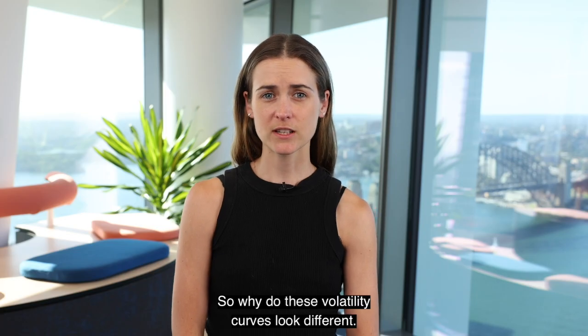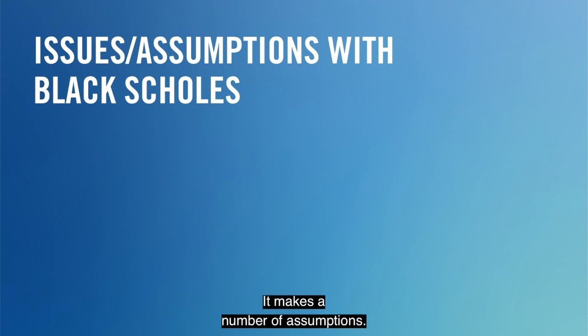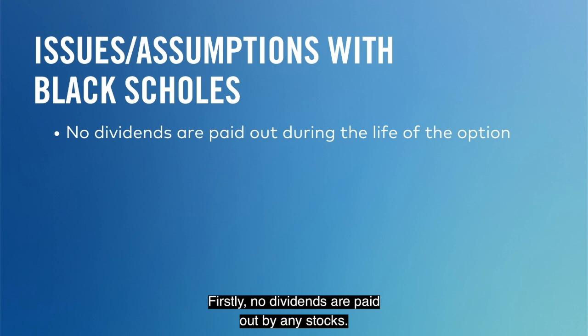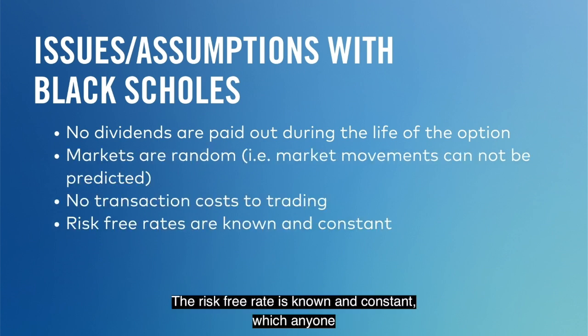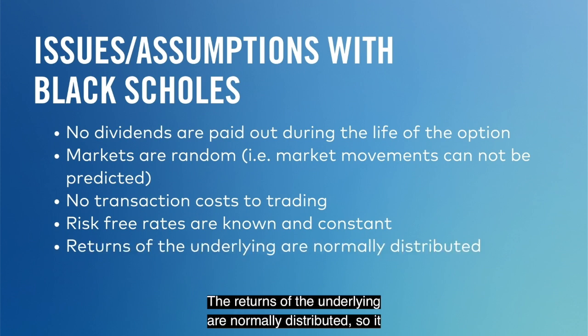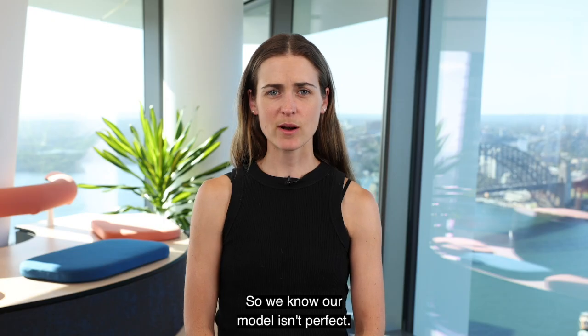So why do these volatility curves look different? Well, firstly, this can occur because the Black-Scholes model isn't perfect. It makes a number of assumptions. Firstly, no dividends are paid out by any stocks. Markets are random. It doesn't cost to trade. The risk-free rate is known and constant, which anyone trading from the past 2 years knows is not true. The returns of the underlying are normally distributed, so it ignores black swan events, COVID, GFC, Black Monday, and the options are European. We already established before they can also be American. So we know our model isn't perfect.